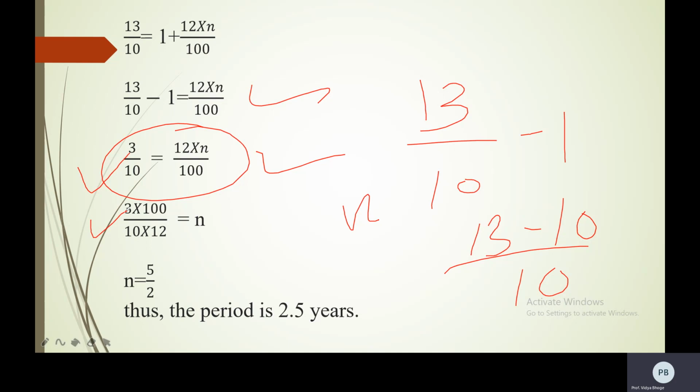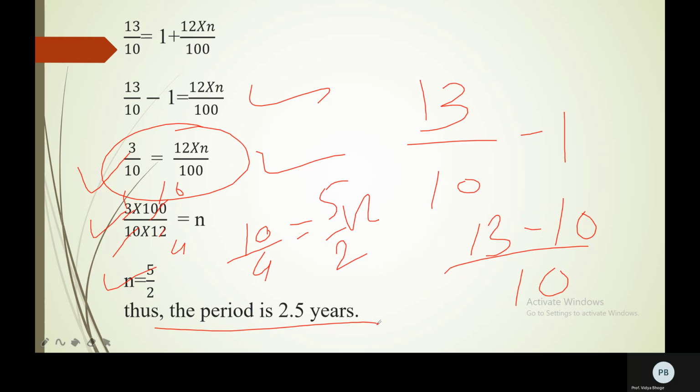Dividing 100 by 10, 10 into 10 is 100. Then 3 into 4 is 12. Then 10 by 4: dividing both by 2, 2 into 5 is 10 and 2 into 2 is 4, so N is equal to 5 by 2. Here N is the period, meaning how many years we take this principal amount at 12%. So the period is 2.5 years. Understand? Then go to the next example.